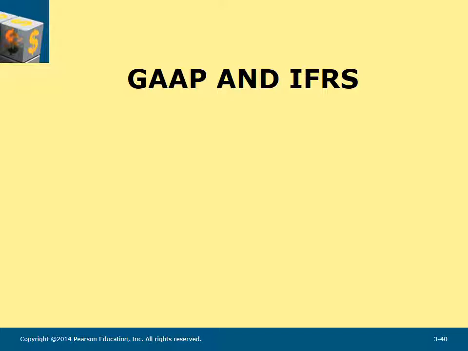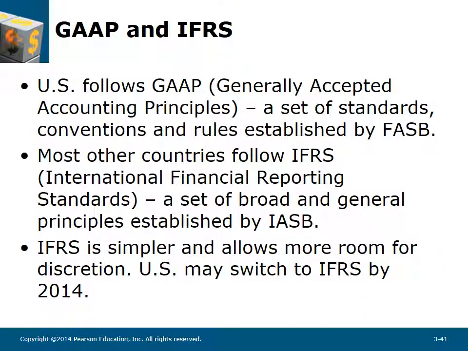So we looked at the income statement, the balance sheet, and the cash flow. Now, what makes these financial statements occur? And what's this idea of GAAP and IFRS? First of all, the United States follows generally accepted accounting principles, which is GAAP. It's a set of standards and rules established currently by the FASB. Most other countries follow International Financial Reporting Standards, or what we call IFRS. It's broad and general principles established by the IASB, the International Accounting Standards Board. IFRS is simpler and allows more room for discretion.